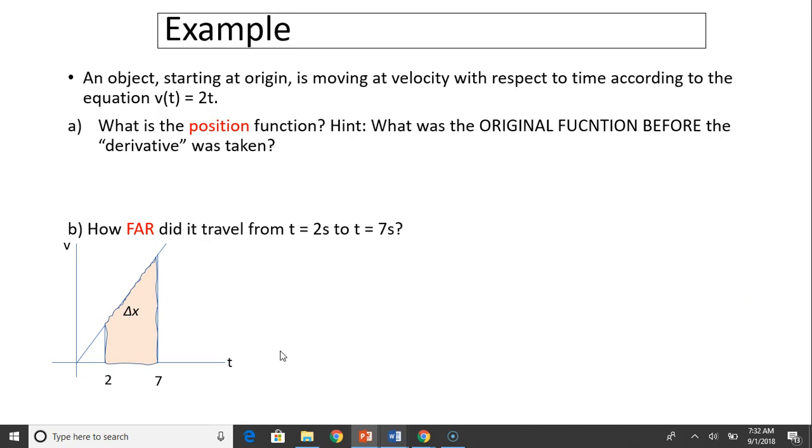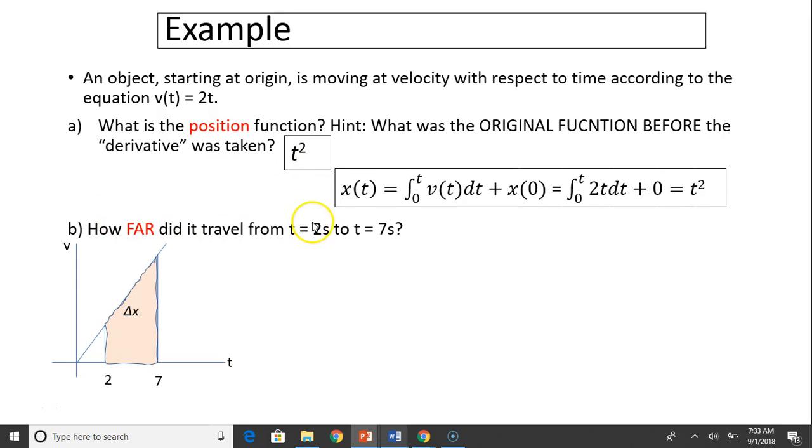An object starting at the origin at time t equals 0 is moving at a velocity with respect to time according to the equation v(t) equals 2t. What is the position function? So this is to find the original function. What was the original function before the derivative was taken? So what function has a derivative of 2t? Think about it, that's t squared.